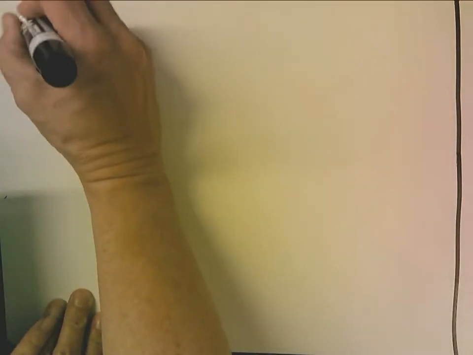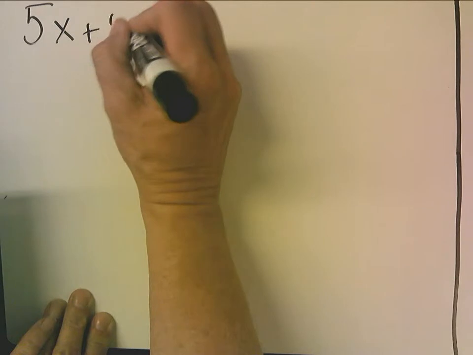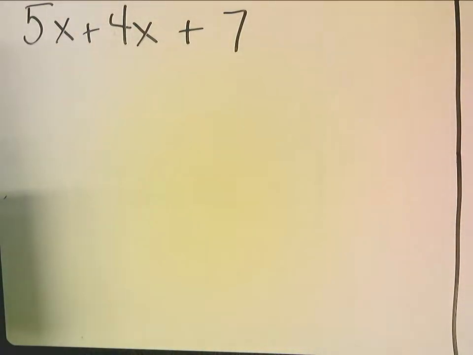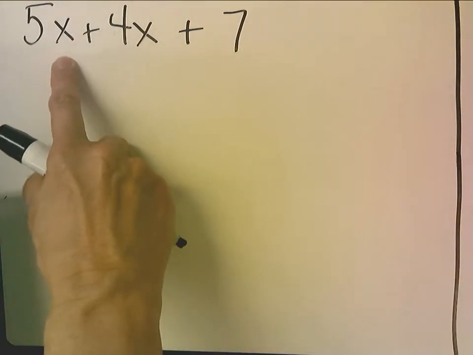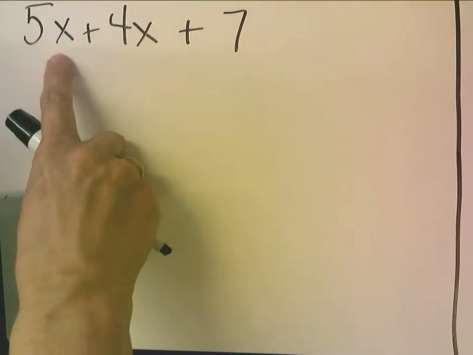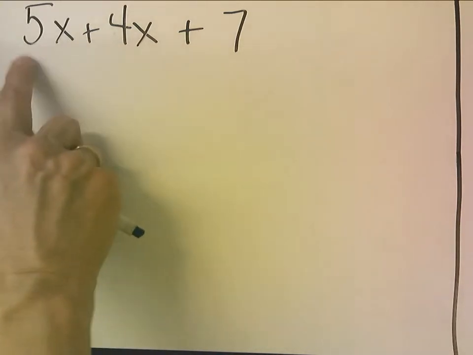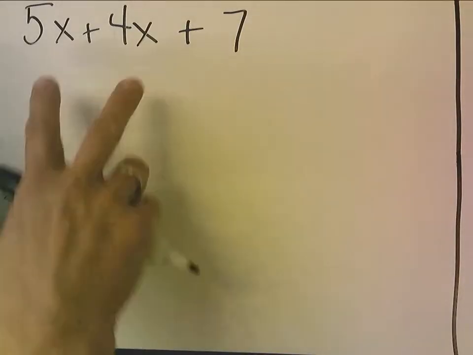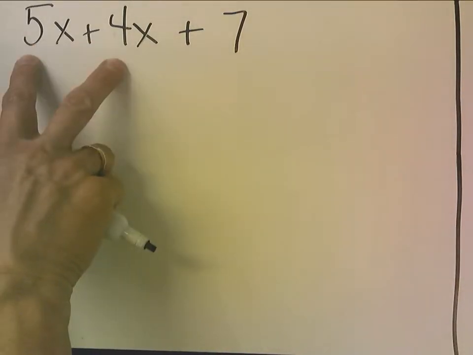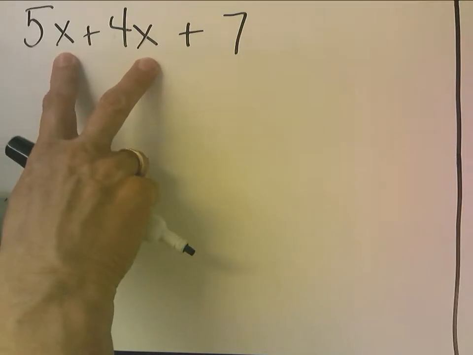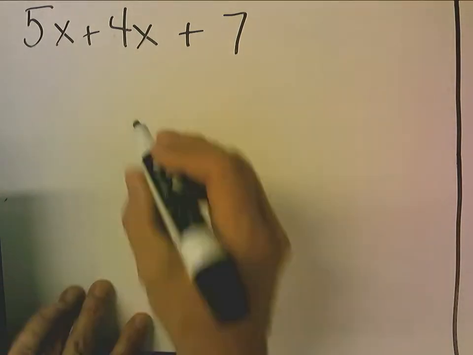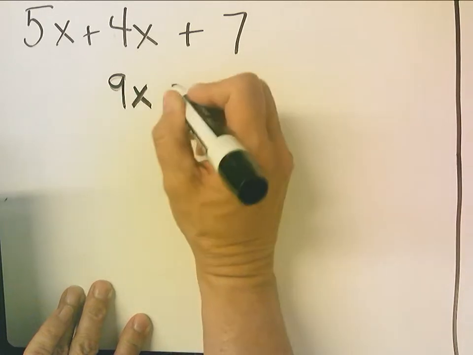So, in the expression 5x plus 4x plus 7, we notice there's two like terms. A like term is the same variable raised to the same power. So 5x and 4x are like terms. And the rule says when you have like terms, you add the coefficients and leave the term the same. So if you have 5 of these things called x's, and you add another 4 of these things called x's, you end up with 9x plus 7.